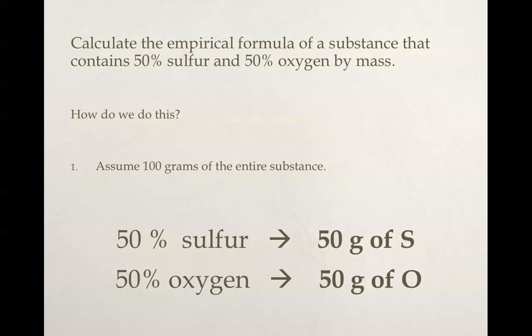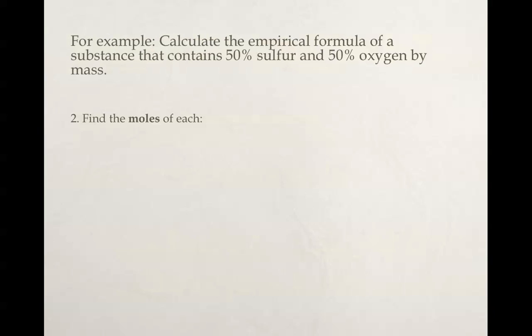We're basically going to assume that this substance is out of 100 grams. And by doing so, we can simply take our percentages and change them to grams. So we're going to start with 50 grams of sulfur and 50 grams of oxygen. Then we're going to go ahead and find the moles of each.